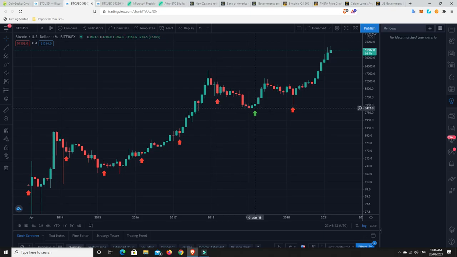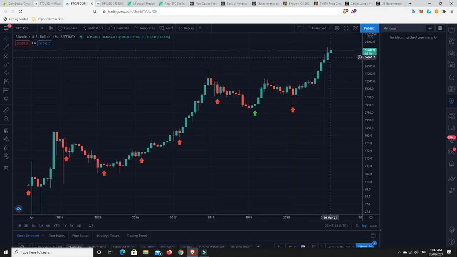This one was a big dip. This one was a big dip, but this one, very small, very small, very small. This one was just kind of in between, not big, not small. And this one was very small. And again, that's just going back to 2013. So could history repeat itself?